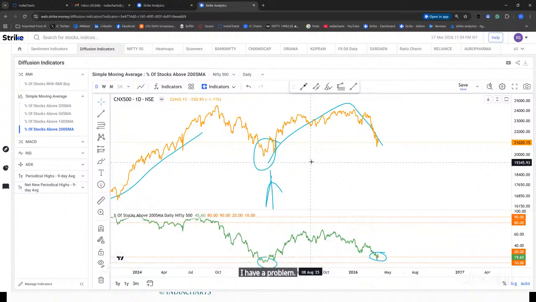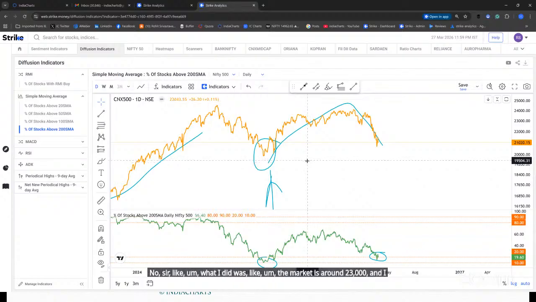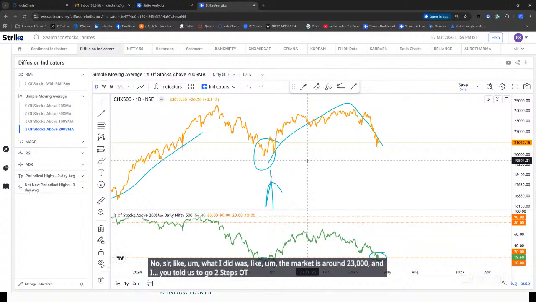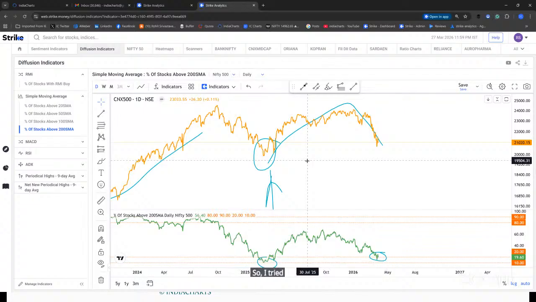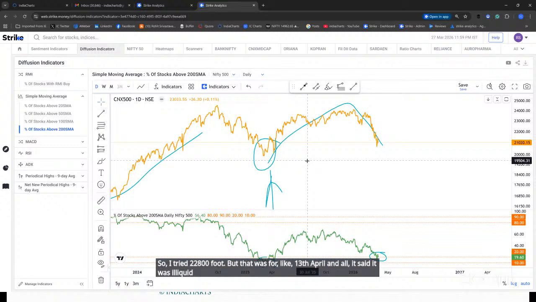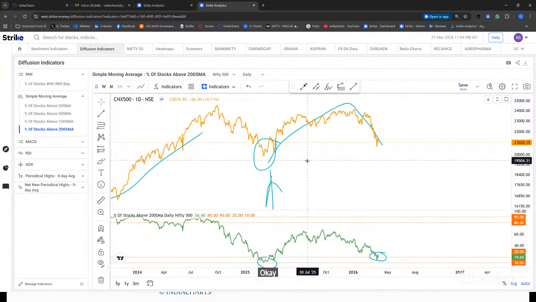No, sir. What I did was, the market is around 23,000, and it told us to go 2 steps OTM, so I tried 22,800, but that was for 13th April and all. It said it was illiquid, and it was in the middle of March. 13th April is not monthly, no? Okay, 13th April is not monthly. So I calculated based on the middle of the month. Monthly is 30th April. Okay, so 13th April will not be liquid.